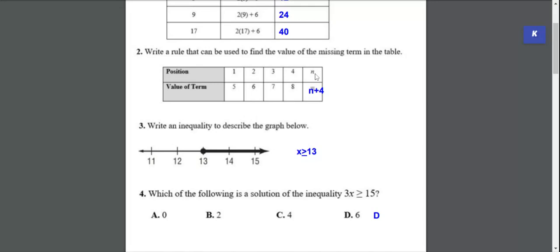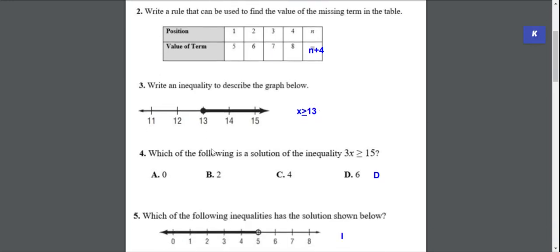This is beautiful because if I wanted to find, I don't know, the 27th position, which would be way down here, I don't have to do everything in front of it. I found that the top number plus 4 will give me the bottom number. And a lot of you probably figured that out. You're just struggling with how to write it.